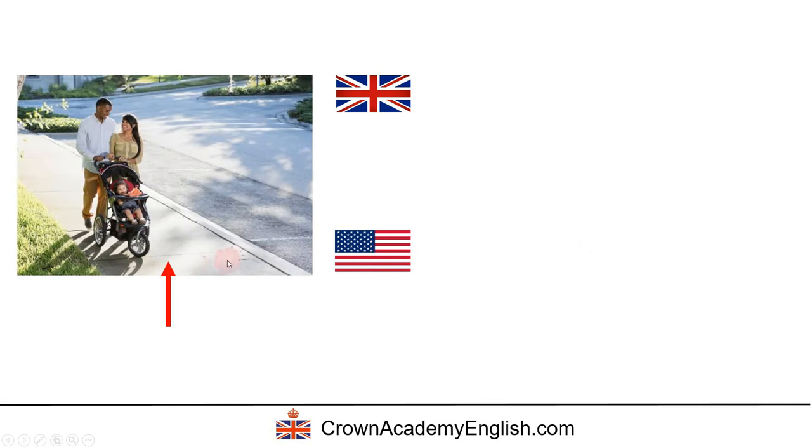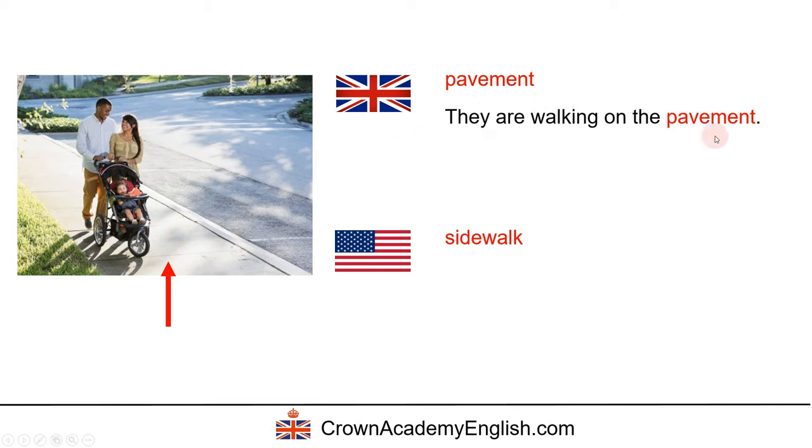And this on the ground where they are walking in British English is called a pavement. So the pavement is where the pedestrians, the people, walk. In American English, this is the sidewalk. They're walking on the pavement. They are walking on the sidewalk.